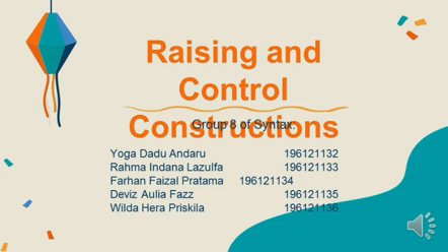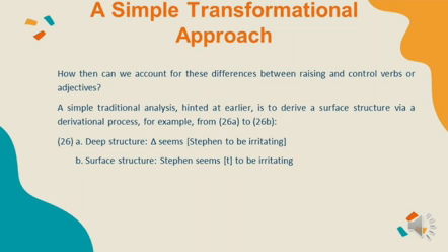Our group discusses raising and control construction. For the first slide, a simple transformational approach. How then can we capture the differences between raising and control verbs or adjectives? A simple traditional analysis hinted at earlier is to derive a surface structure via a derivational process, for example, from 26A to 26B. 26A, a deep structure: "Stephen seems to be irritating", and B, surface structure: "Stephen seems to be irritating."